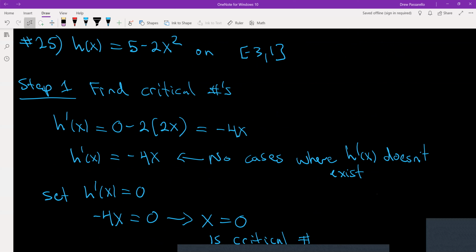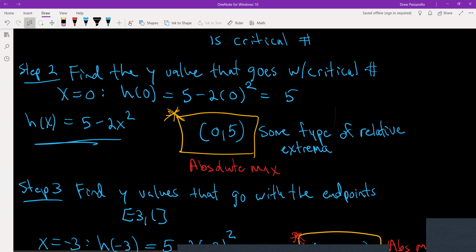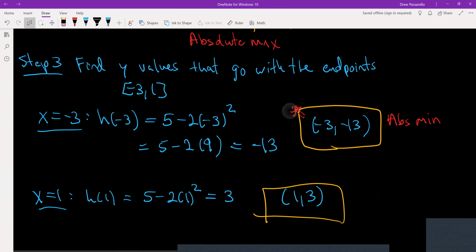And that we just find the critical numbers, find the y values that go with the critical numbers, find the y values that go with the endpoints, and then compare the points. Which one has the largest or highest y value is the absolute max, which one has the lowest or smallest y value is going to be the absolute min. Okay, so that's that one.